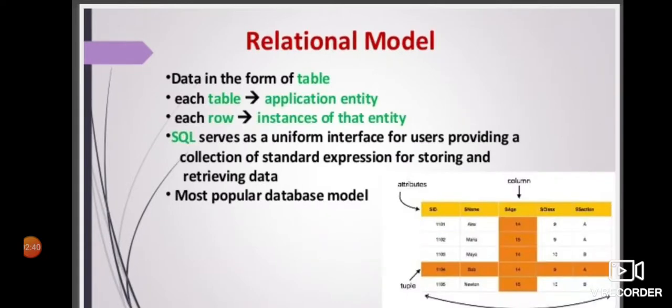And third is the relational model. It is the most popular type of data model used in the industry today. In the relational model, data is in the form of tables. Each table is an application entity, and each row is an instance of that entity. SQL serves as a uniform interface for users, providing a collection of standard expressions for storing and retrieving data. The most popular database model is the relational model.